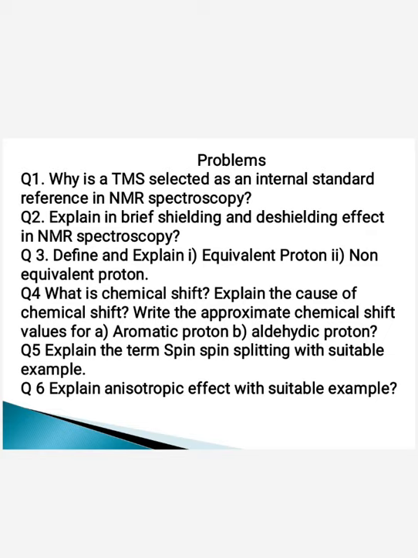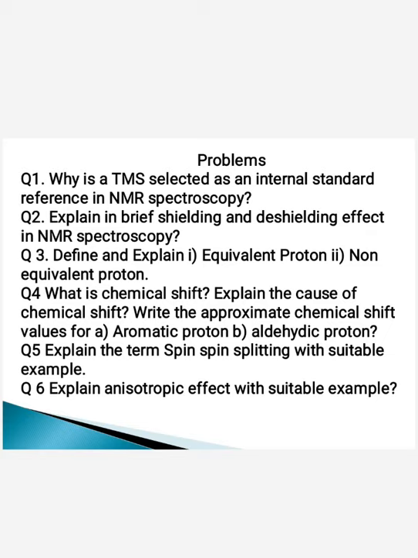The approximate chemical shift value for aromatic proton: the aromatic proton gives its peaks between 6.5 to 8 del ppm, while that of the aldehydic proton gives its peaks between 10 to 12 del ppm. The next question is: explain spin-spin splitting with suitable example. Explain this spin-spin splitting and give its rule, that is the n plus 1 rule, (na plus 1) into (nc plus 1), with suitable example.